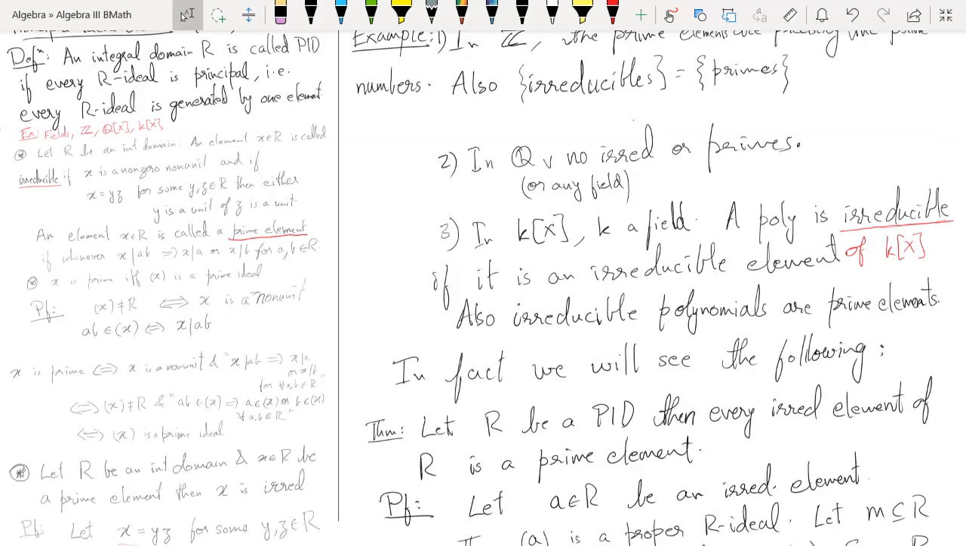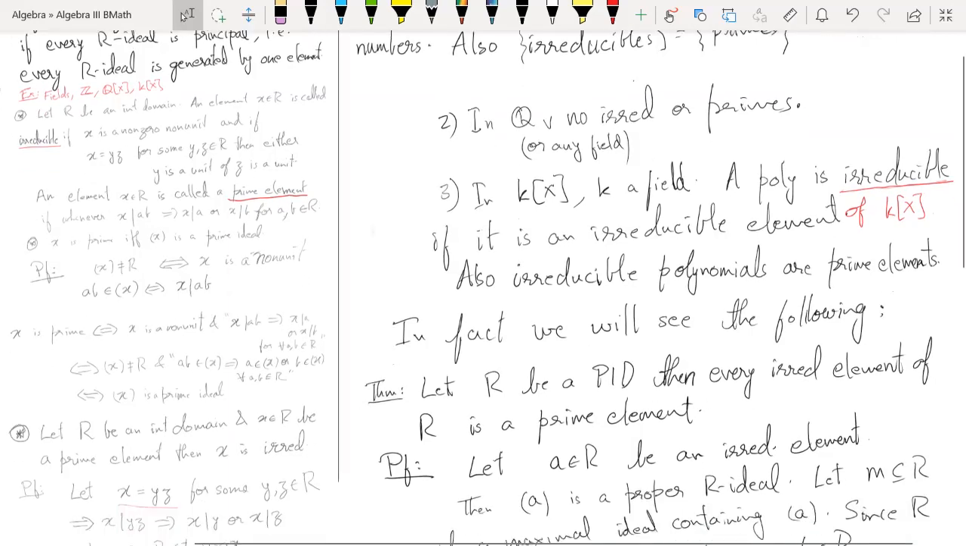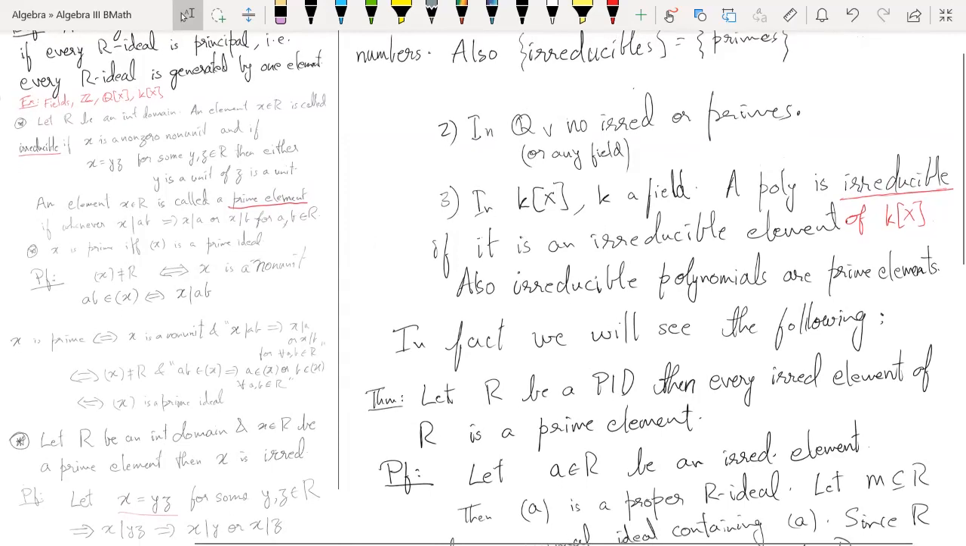Remember, a PID is an integral domain in which every ideal is principal. That is what we'll use. In particular, it will be true for Euclidean domains as well. That part we haven't shown yet, so maybe we'll do that after this. We'll show Euclidean domains are PIDs.